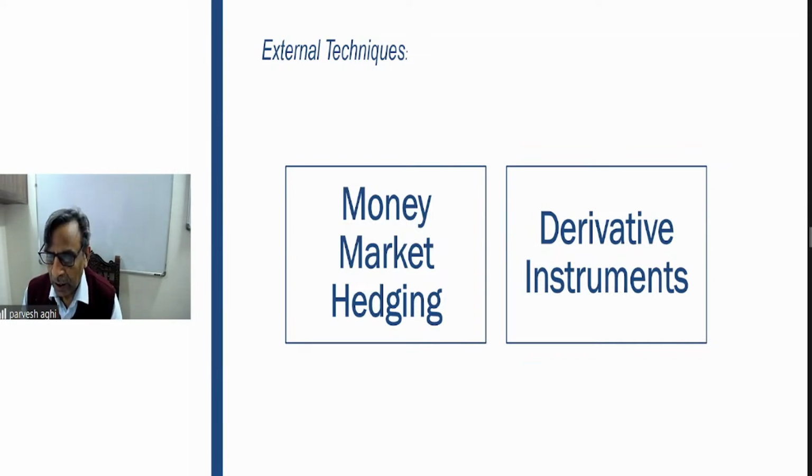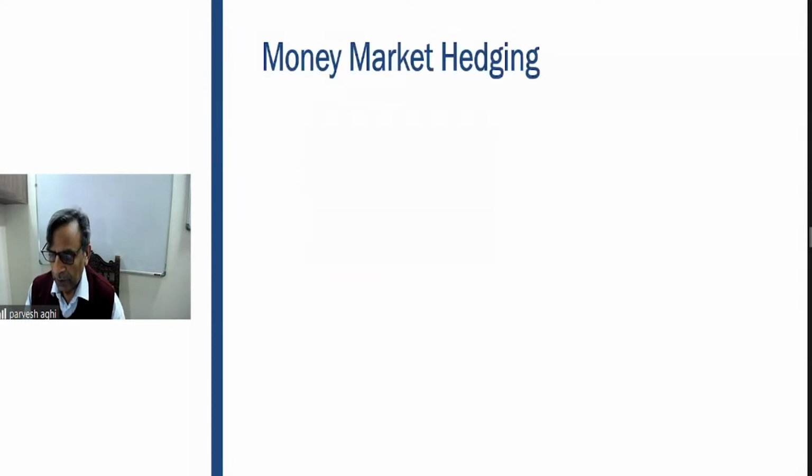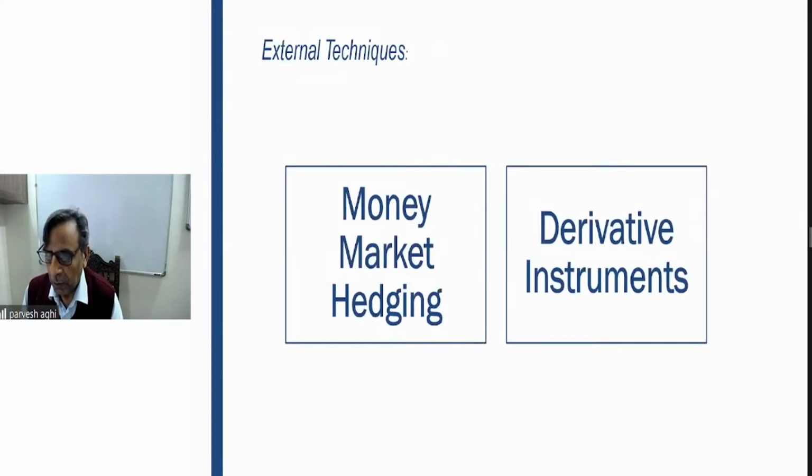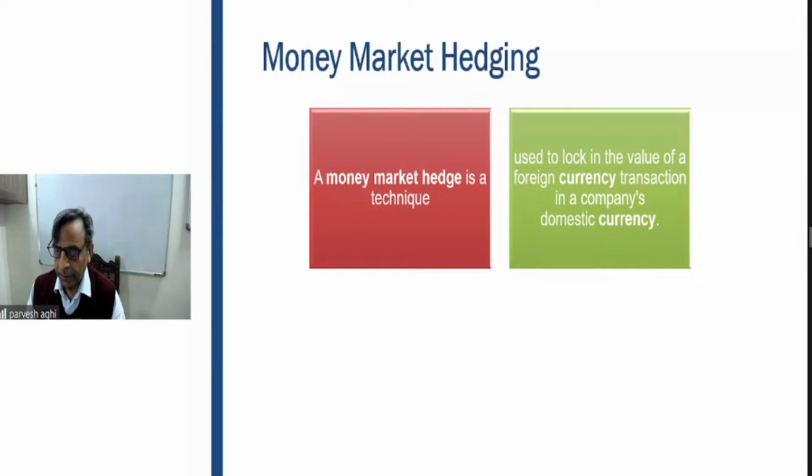So coming back to money market hedging. External techniques are of two types, two categories: money market hedging and derivative instruments. Basically you can do it in two ways, either through money market hedging or derivative instruments. Derivative instruments are nothing but forwards, futures, and options, which we are going to cover maybe today or tomorrow after the break. So let's talk about money market hedging.